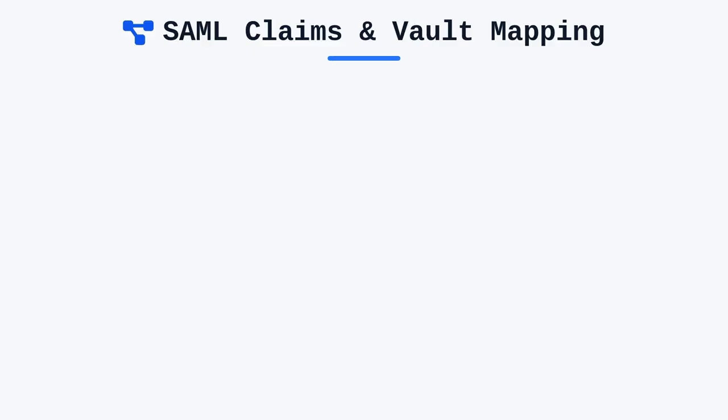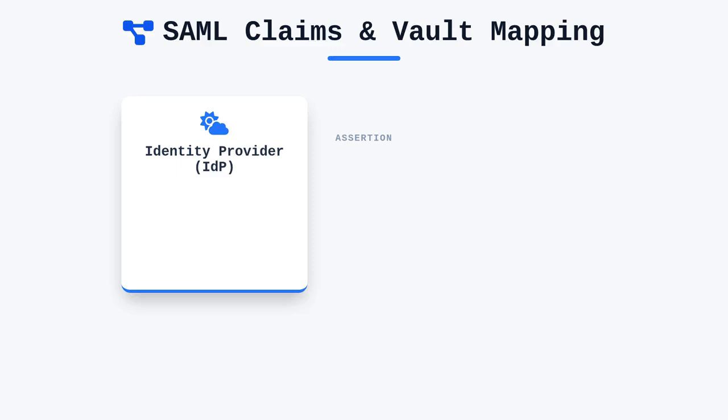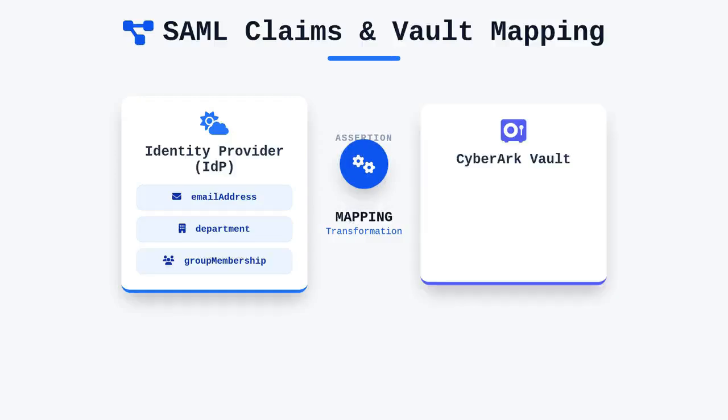Beyond mere authentication, the real power of SAML and CyberArk lies in the mapping of claims to local vault entities, such as group memberships and user attributes. The assertion sent by the IDP usually contains specific attribute statements that your CyberArk configuration must parse to determine the user's permissions. This is where you define transformations to ensure that an attribute, like email address or department, accurately maps to existing logical groups within your vault.